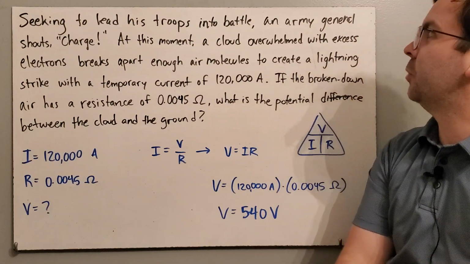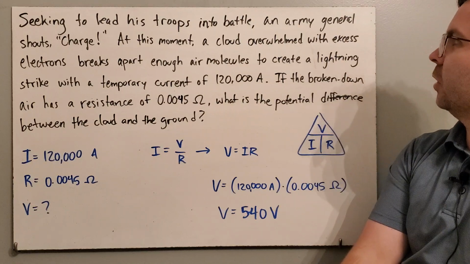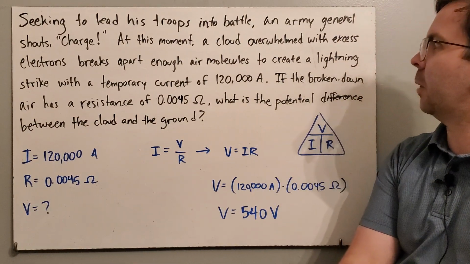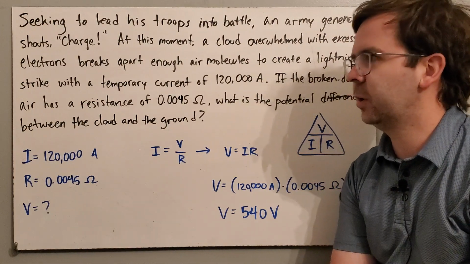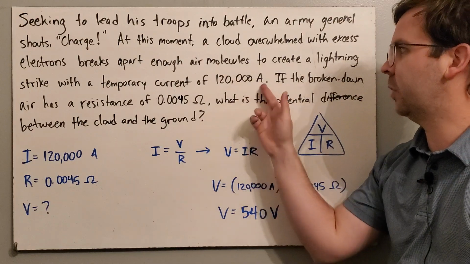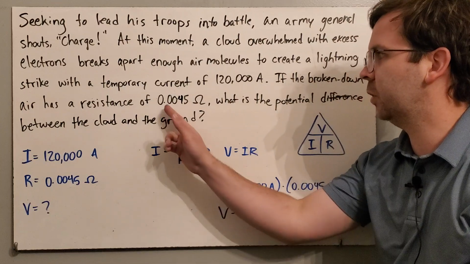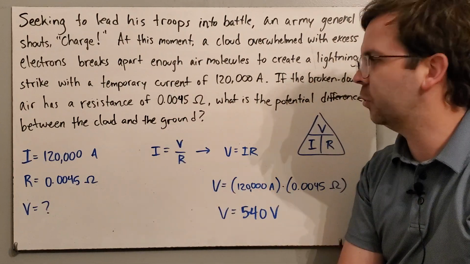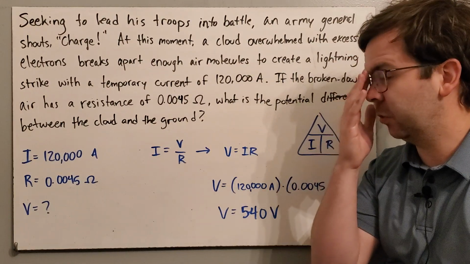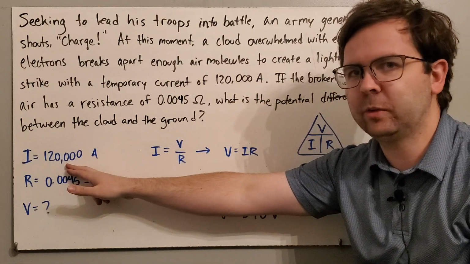Seeking to lead his troops into battle, an army general shouts, "Charge!" At this moment, a cloud overwhelmed with excess electrons breaks apart enough air molecules to create a lightning strike with a temporary current of 120,000 amps. If the broken down air has a resistance of 0.0045 ohms, what is the potential difference between the cloud and the ground? Okay, so the current from the amps here is 120,000.